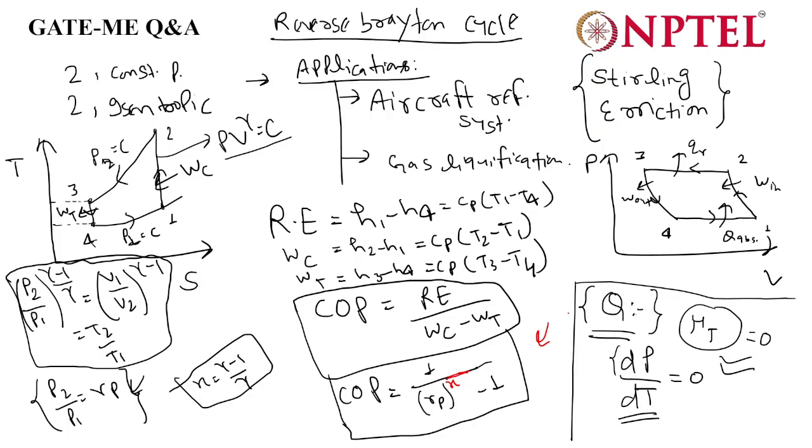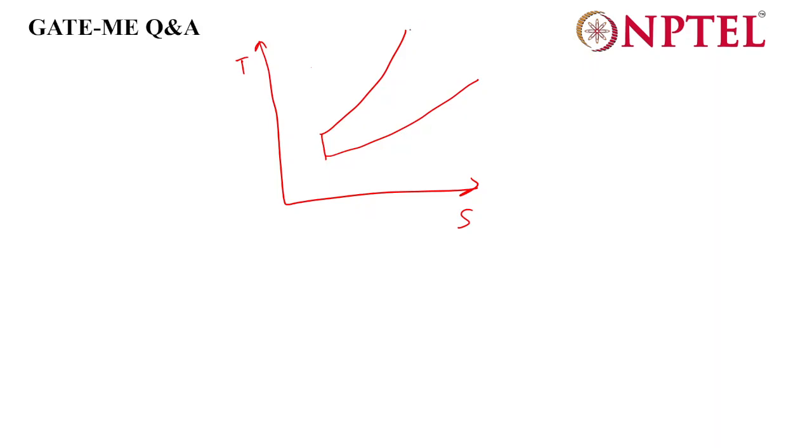Now, actually, what will happen? One example I will tell, and then we'll stop for today. Next class we will solve problems on this. Let's suppose these are the processes, 1, 2, 3, 4. This is the ideal one. Here the efficiency, or COP, you can find: 1 by (Rp to the power x) minus 1.